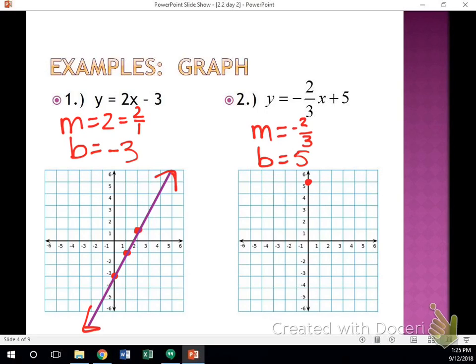So -2 is my rise. That means I'm going down. Down 2. That 3 is positive, so I go to the right. Down 2, right 3, put a point. Do it again. Down 2, right 3, put a point. Then we connect them using our straight edge. Something like this. Arrows on the ends.